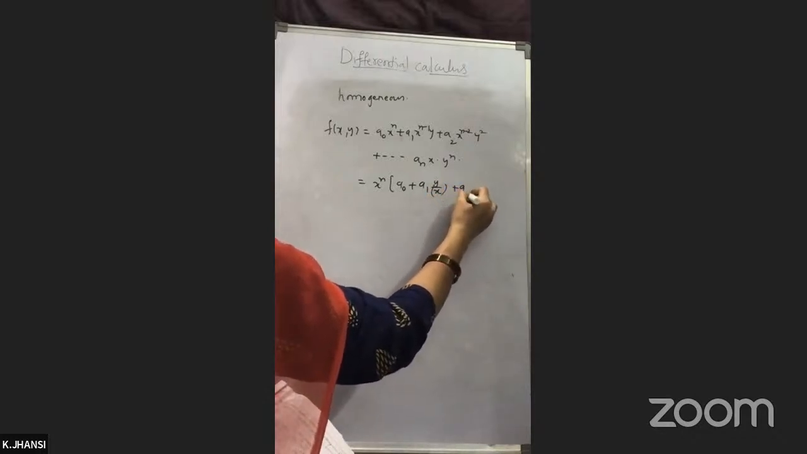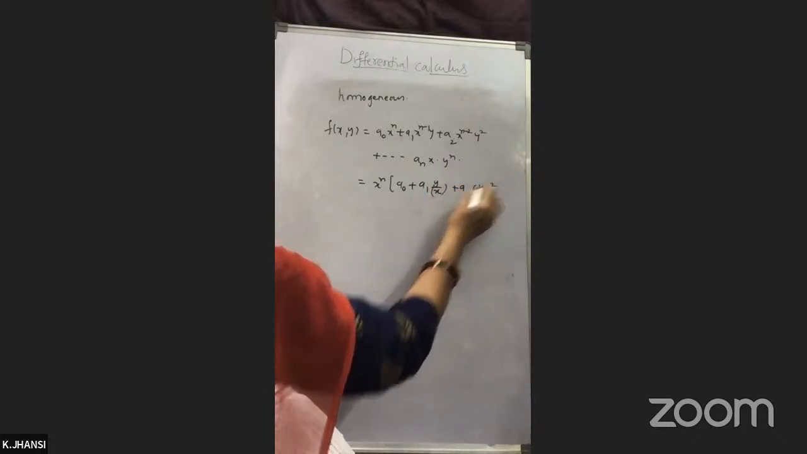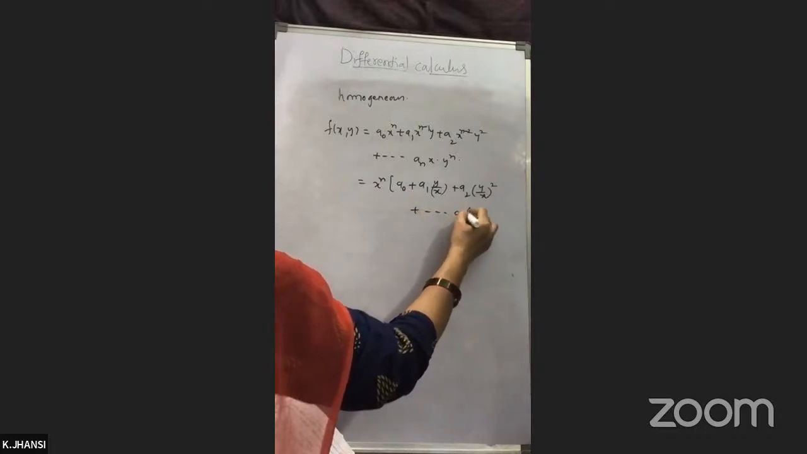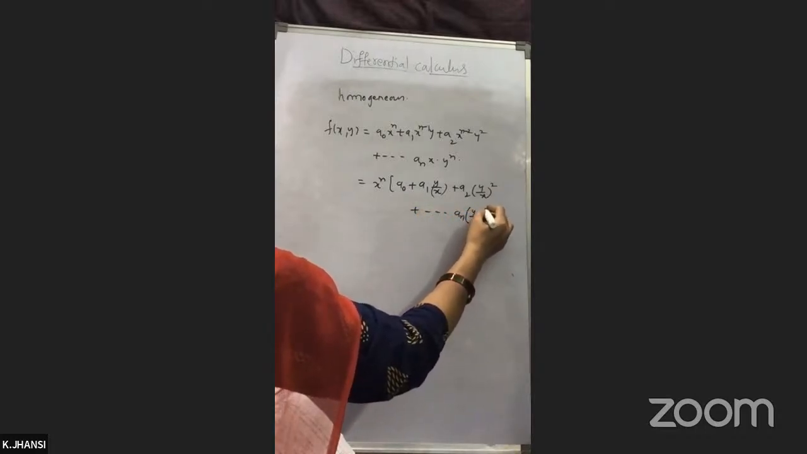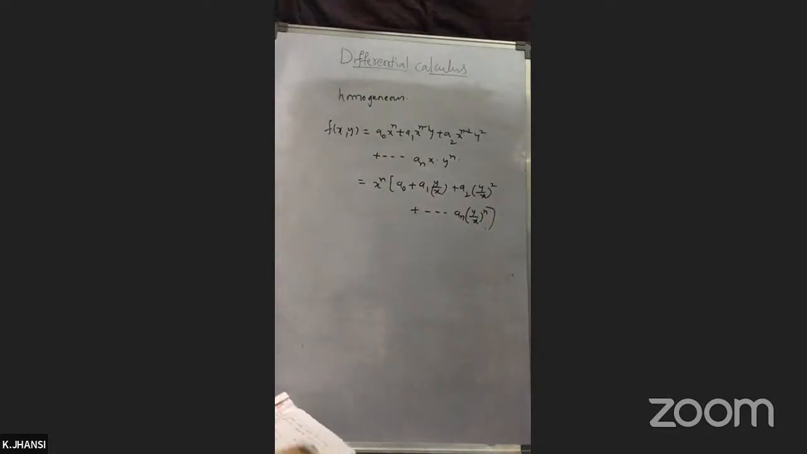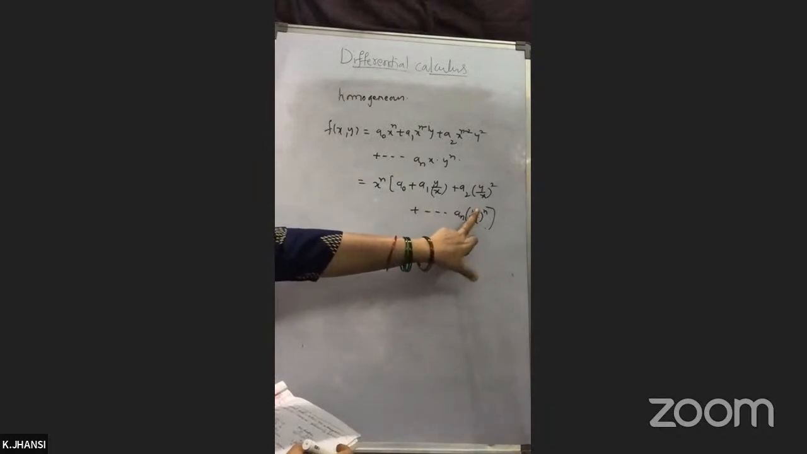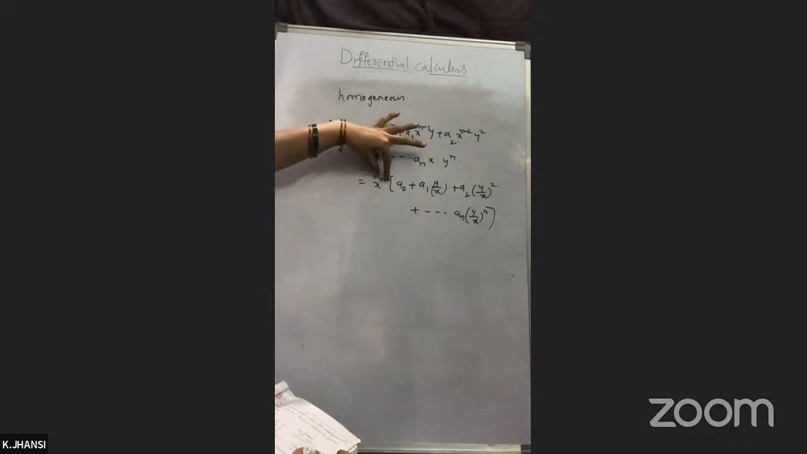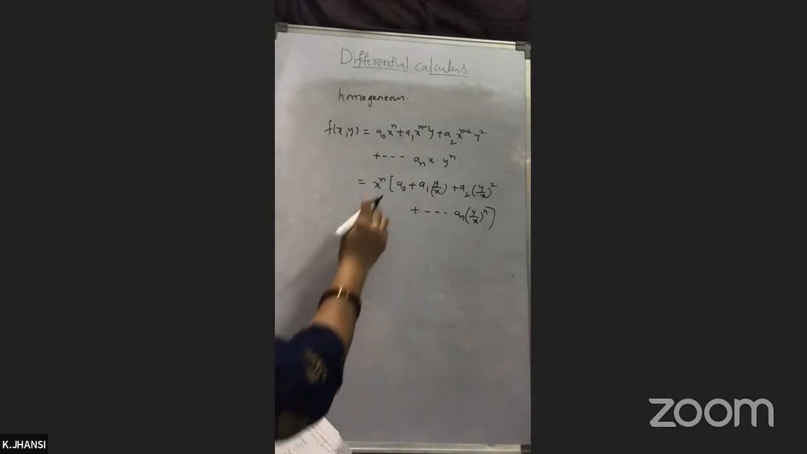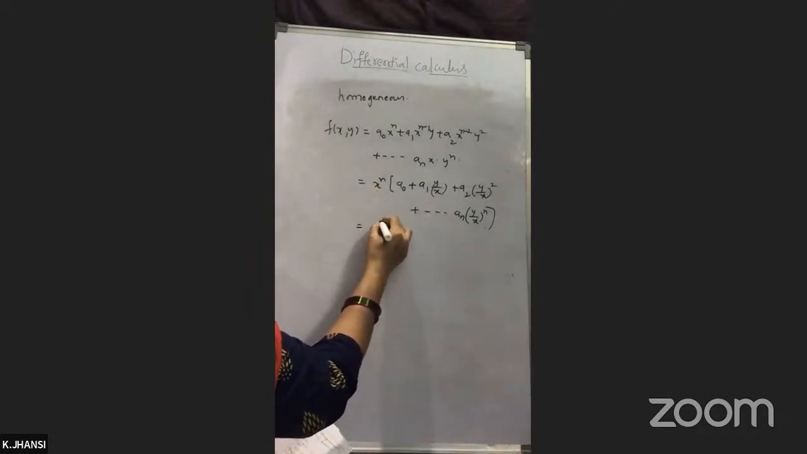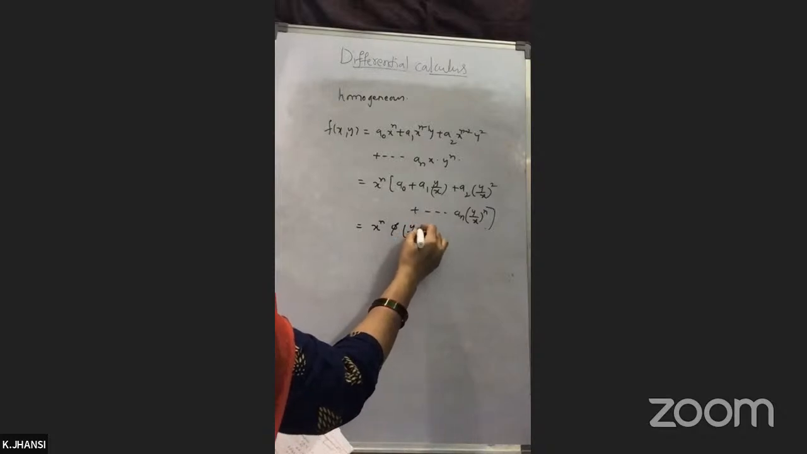Next it will be a2 y by x whole square, up to an y by x to the power of n. Like this, whenever any function is given, if you take x to the power of n common and you get it as x to the power of n into phi of y by x, whatever the power it is there in the problem, that power is called the degree of the homogeneous function. This is one method, and we write it as x to the power of n phi of y by x.